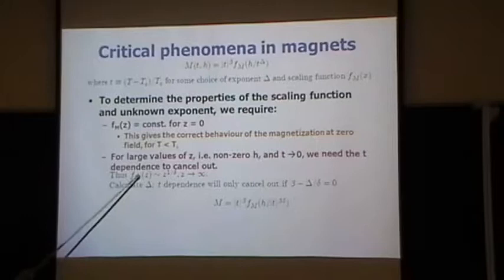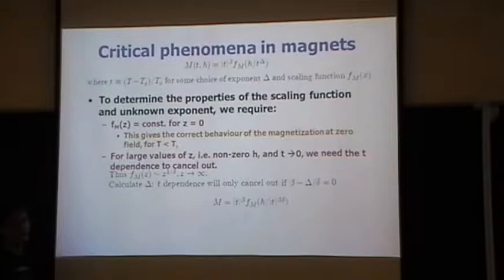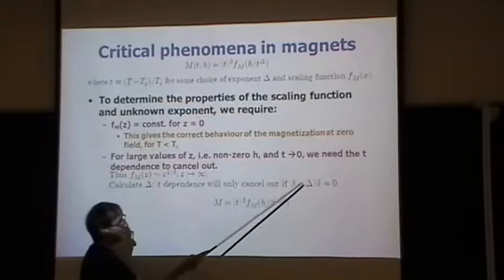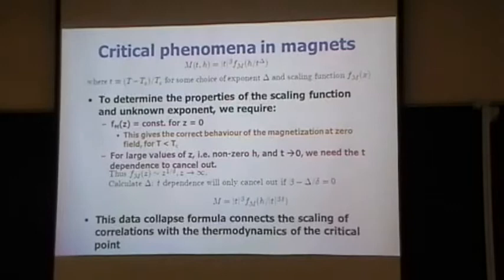If you plug that in to here, then what you can see is going to happen is I'm going to get t to the beta times h over t to the delta all raised to the power 1 over little delta. And I can get the t dependence to cancel out if capital delta satisfies this formula: little beta minus capital delta over little delta is equal to zero. And so I get left with m is t to the beta, f of h over t to the beta delta. So this data collapse formula connects the scaling of the correlations with the thermodynamics of the critical point.